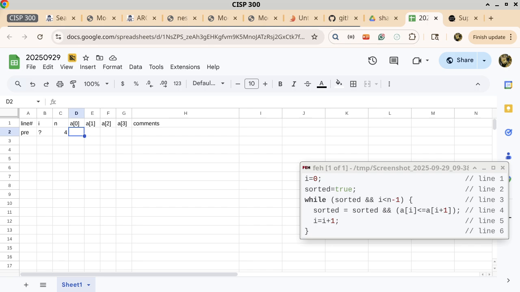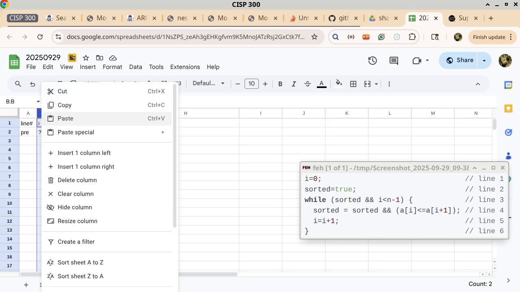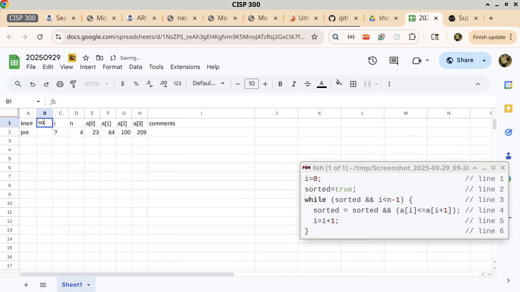Okay, it's fine. So I'm looking at my first example, which is 23, 64, 100, and 209. That was one of the examples on the tablet. So that is the initial condition, and I'm missing one more variable, which is sorted itself. So sorted, even though it is storing a kind of funky value, which is Boolean and not a number, is still a variable. So as such, it also needs its own column. So we'll just say this is sorted. It is its own column.